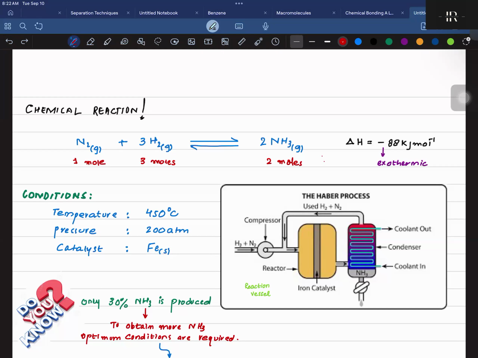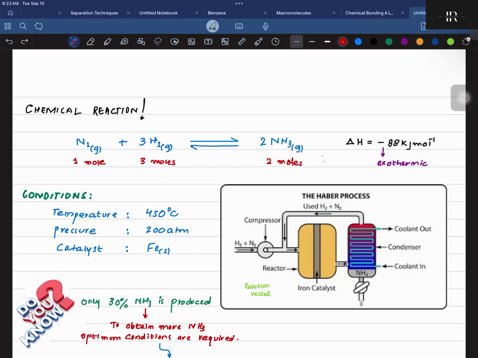But if we increase the temperature, temperature is directly proportional to the kinetic energy of the particles. When the kinetic energy increases, the collisions between the particles increase, so the rate of reaction increases. So this is the most suitable temperature for this reaction. Yes, we know this is an exothermic system and higher temperature is not favorable, but it increases the rate of reaction as well. So this is the optimum temperature for this reaction.